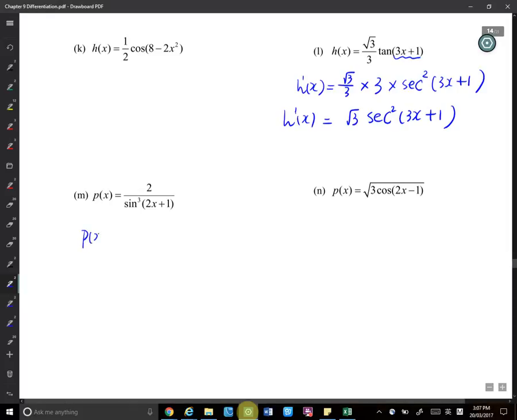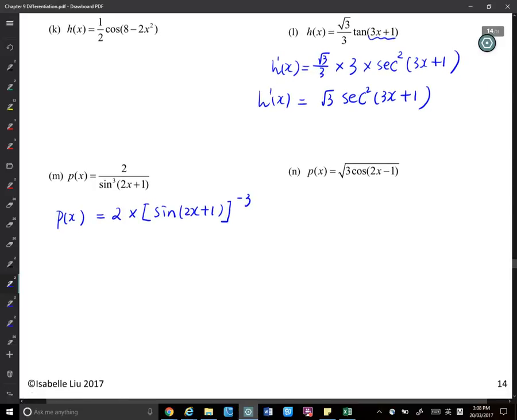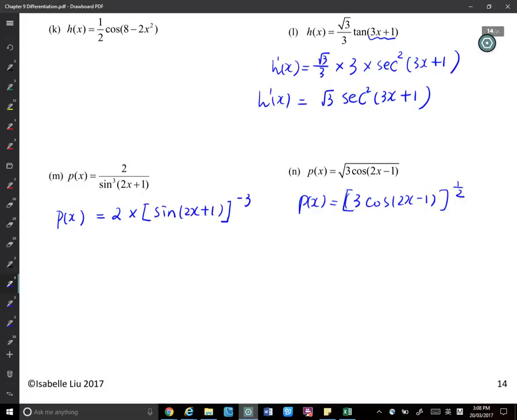For this p(x), I will recommend you write it in this form: sine of 2x plus 1 to the power of negative 3. Then use the chain rule to derive that. For this p(x), I will recommend you write 3 cosine of 2x minus 1, then to the power of a half, and then derive from there.